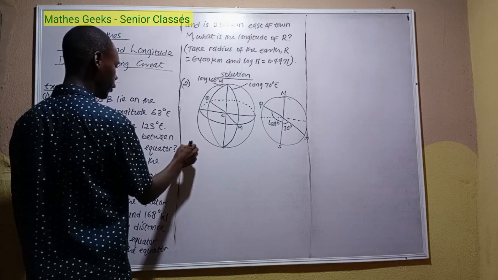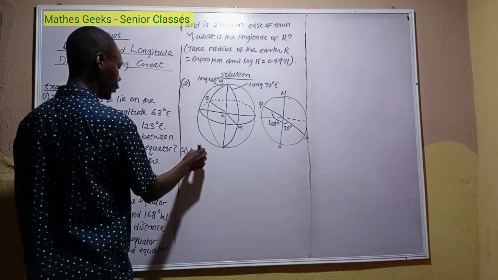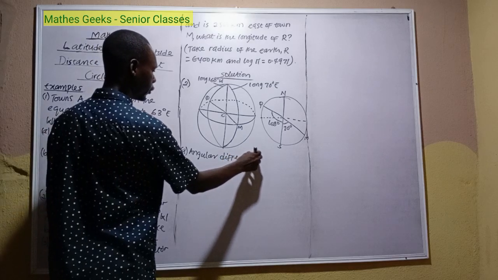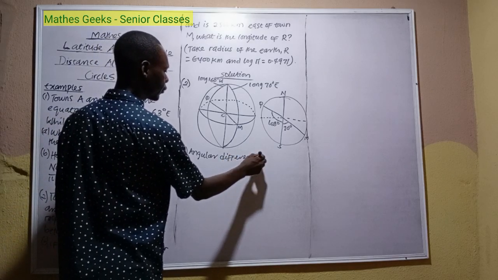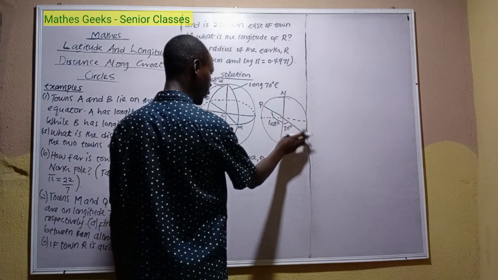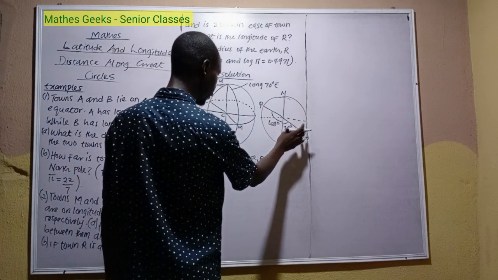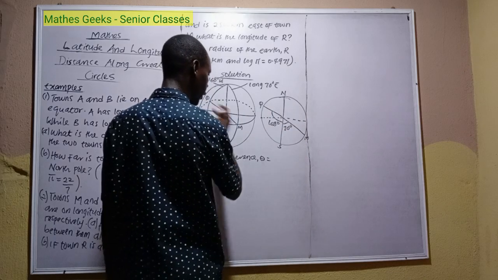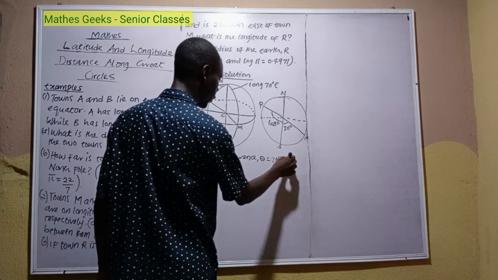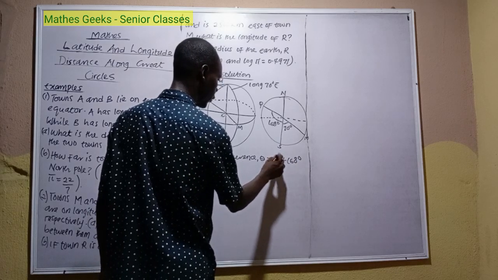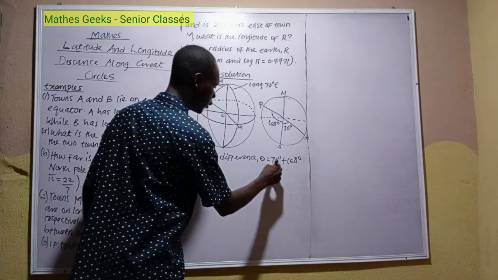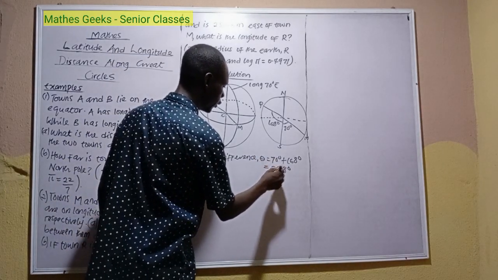So our angular difference, theta, is equal to, these are on the eastern part, and this is the western part. They're on different hemispheres of the globe. So we're going to add: 70 degrees plus 168 degrees. That will give us 238 degrees.